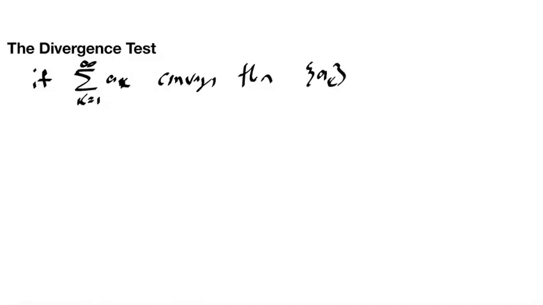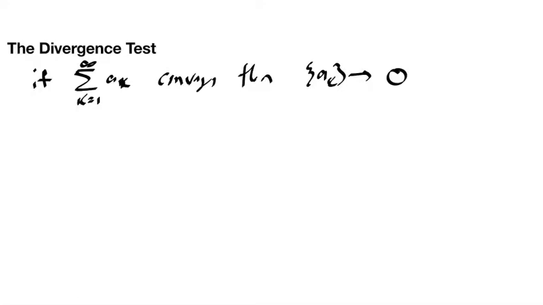Okay, let's talk about the divergence test. The divergence test is pretty simple. It says if this series, a_k as k goes from 1 to infinity, converges, then that means that the sequence itself must converge to 0. If it converges to anything else, then it's going to fail, and if it diverges, then it's going to fail. So that sequence must converge to 0, and I think you can see a lot of reasons why.